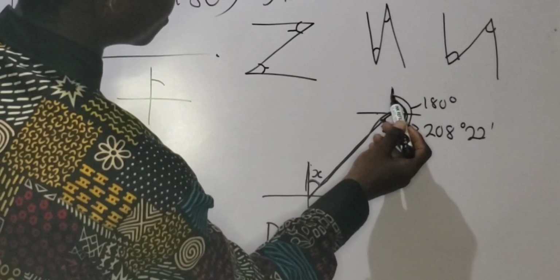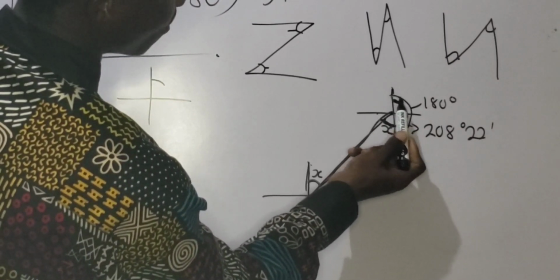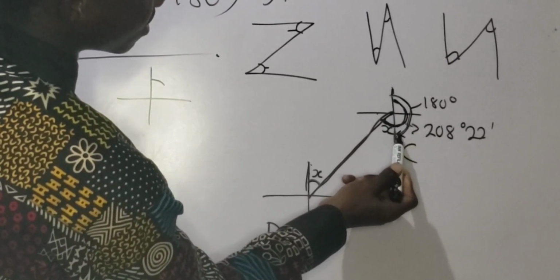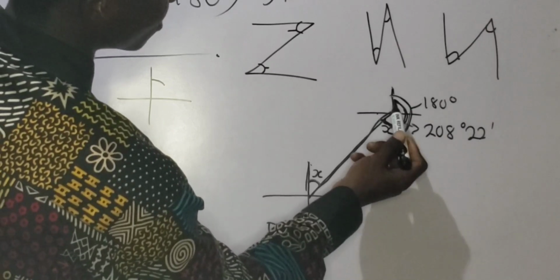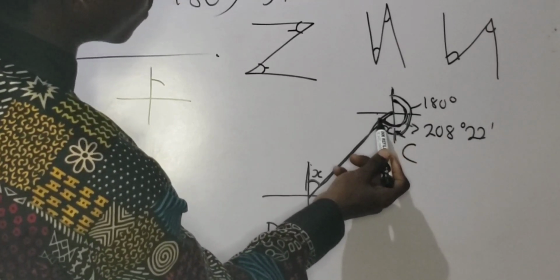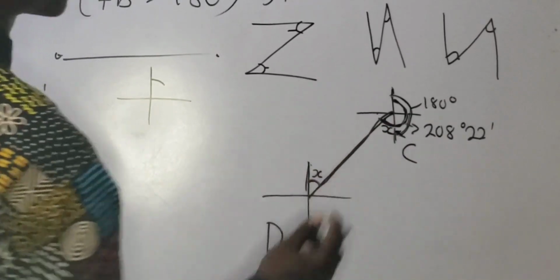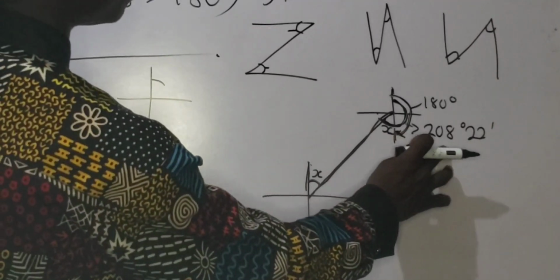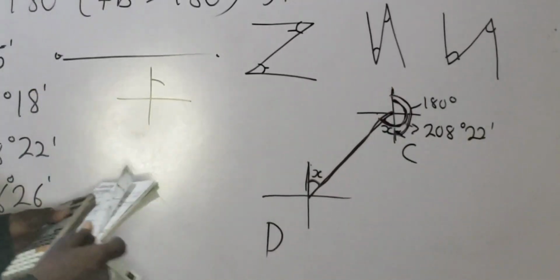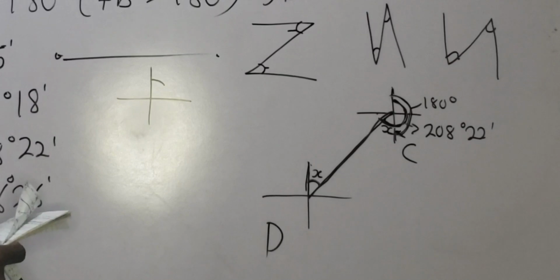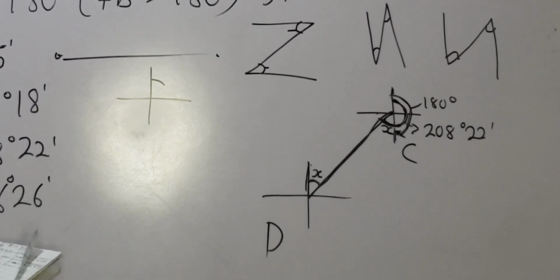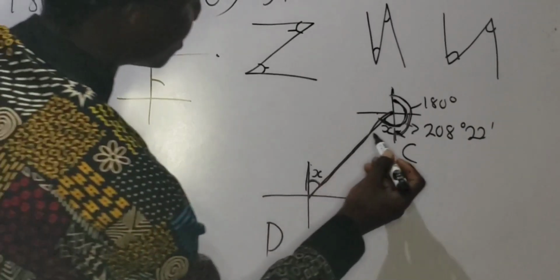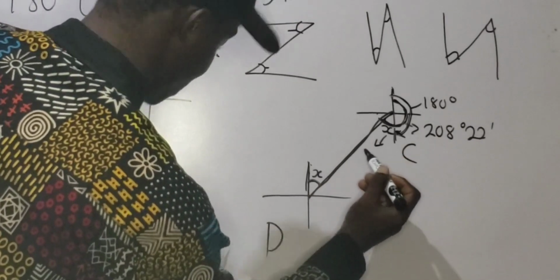That is, from this point, look at where my hand is. From this point to this point is 180 degrees. And from this point to this point is 208 degrees 22 minutes. Now, in order to get this angle, what will I do? I'm going to subtract 180 degrees from 208 degrees 22 minutes. And that's what I'm going to do now. 208 degrees 22 minutes minus 180 degrees. That is, the value of this angle x is what?